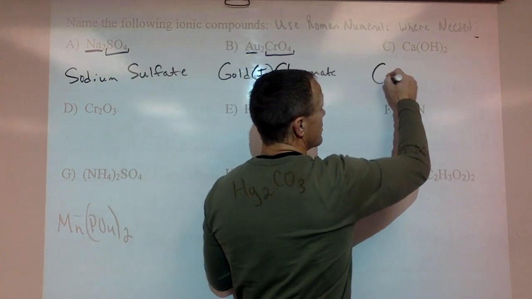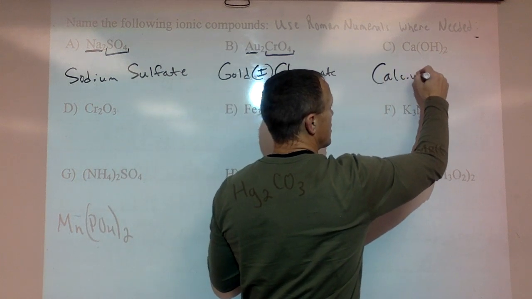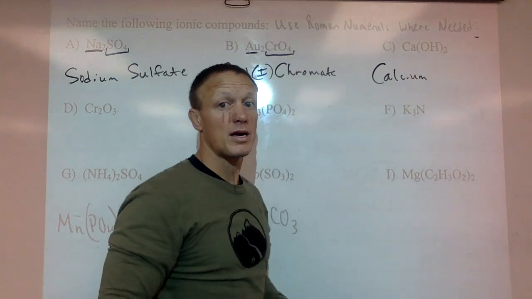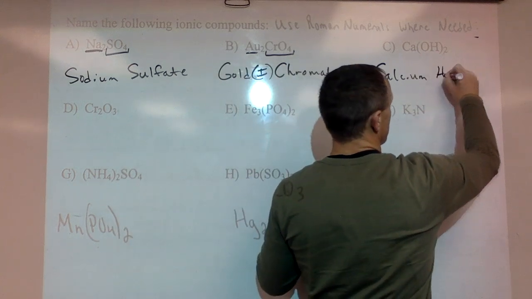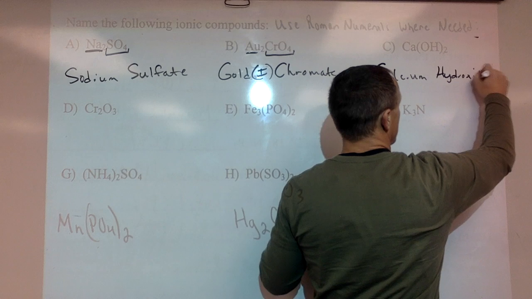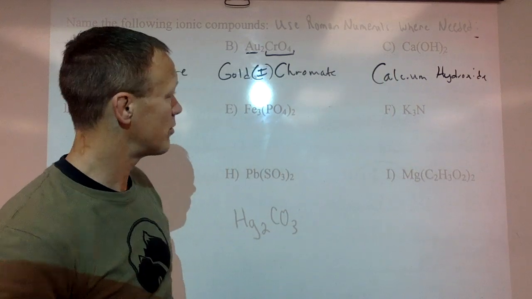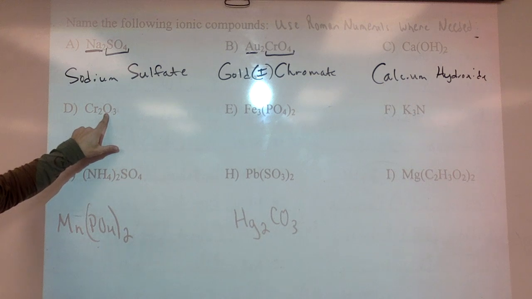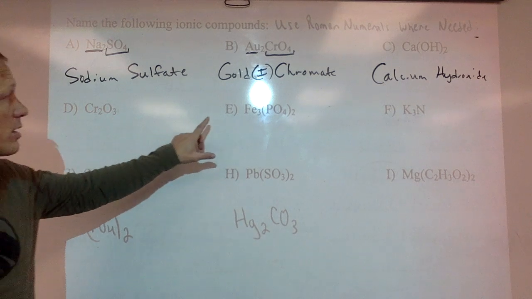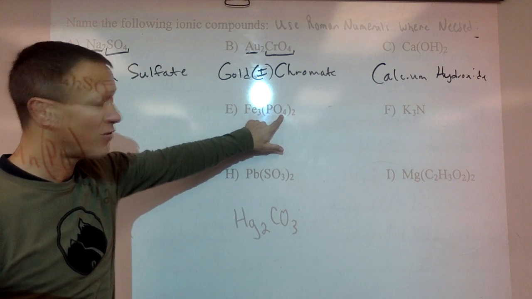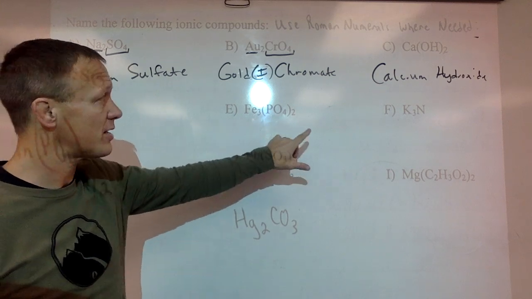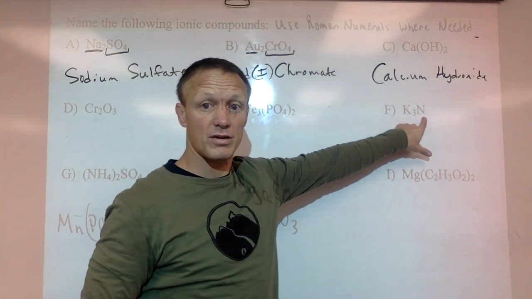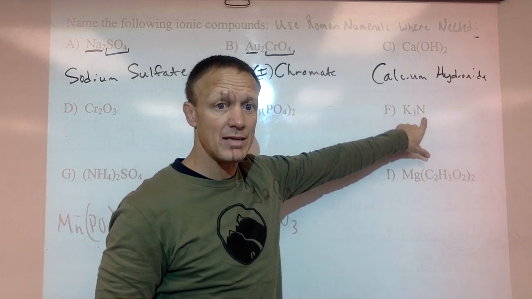Again, same thing down here. Calcium. OH is off your polyatomic ions list, so you call it calcium hydroxide. Okay, going through a couple more of these. You would call this chromium. Just oxygen by itself would be oxide. This would need a Roman numeral. Iron. PO4 is called phosphate, so iron phosphate. Potassium, if it's just off the periodic table, just nitride, IDE on the end.